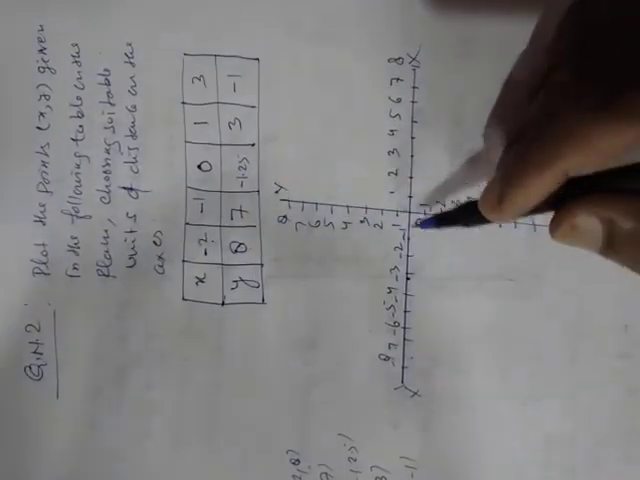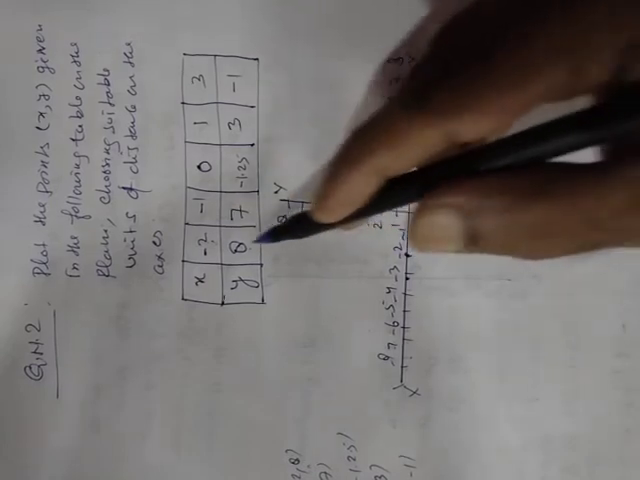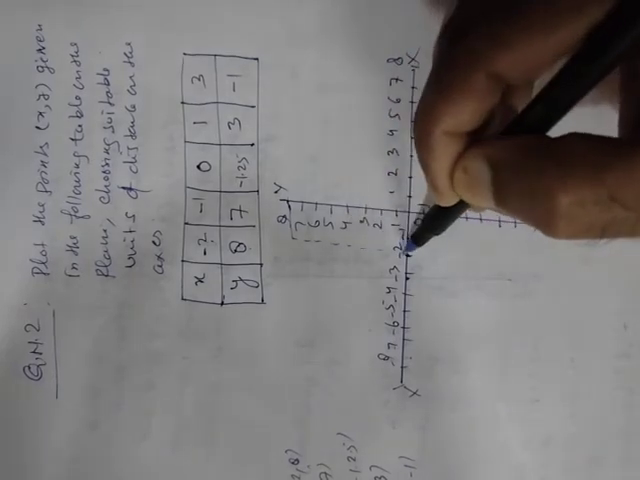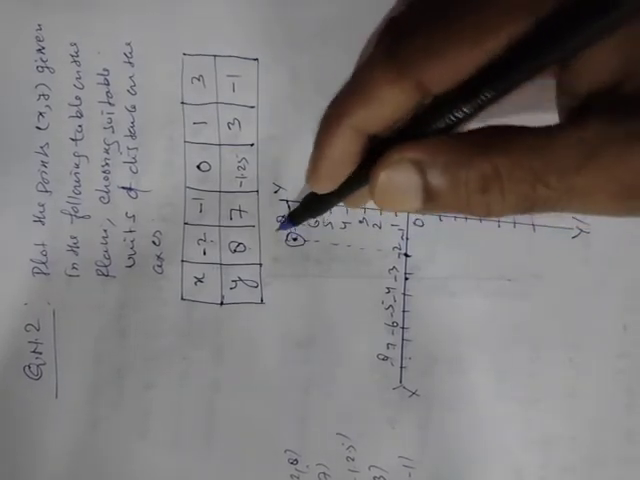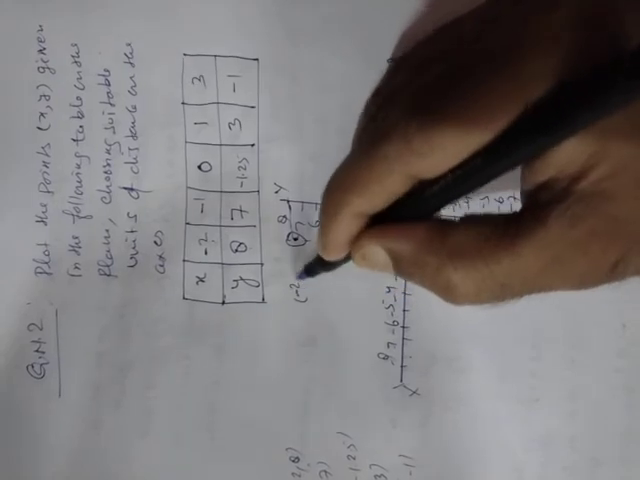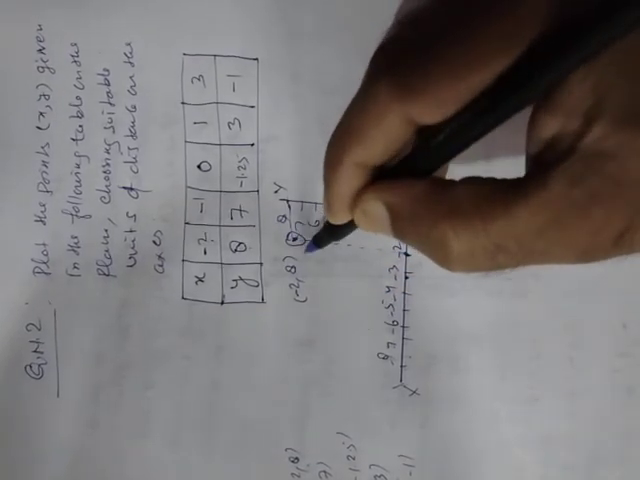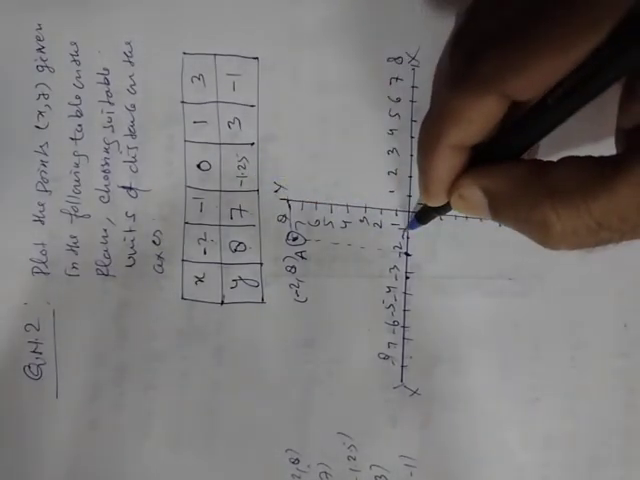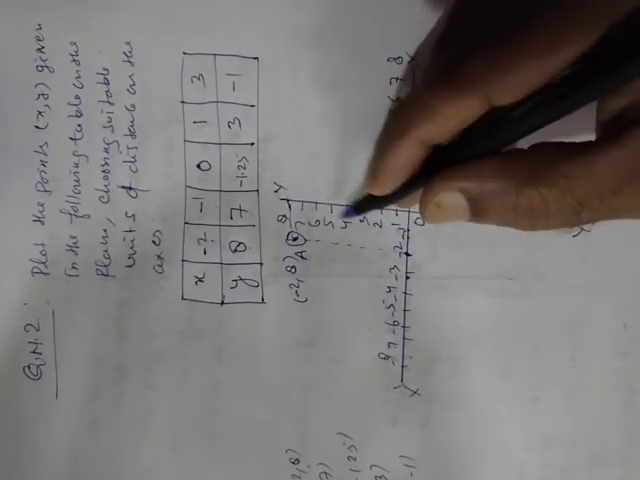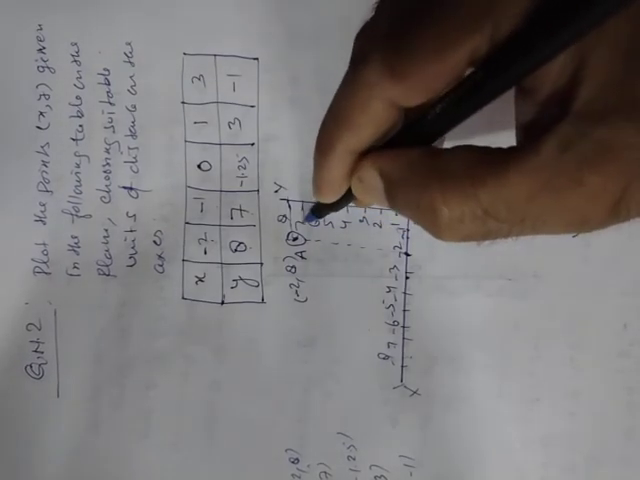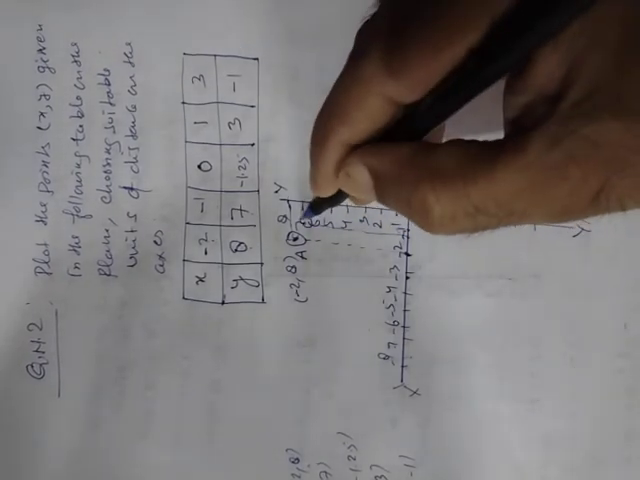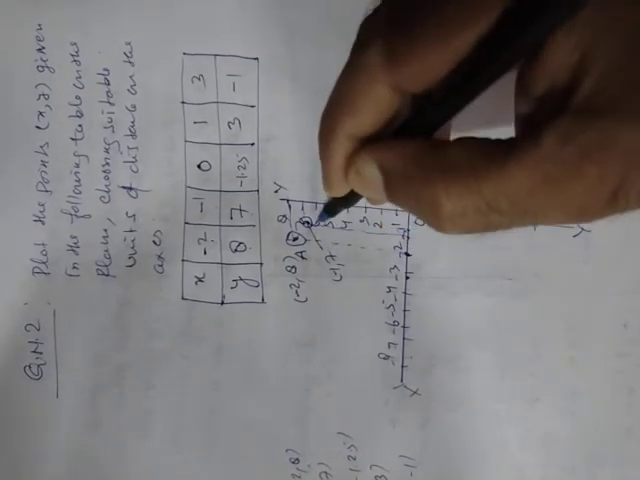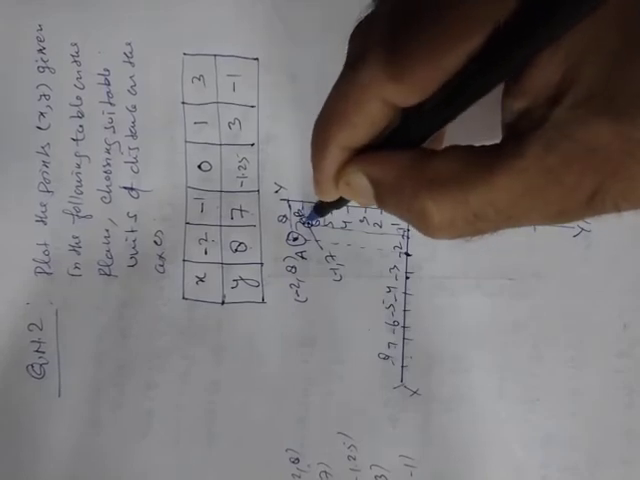Now, x will be -2 here and 8 is y in the positive direction. So you can locate this point here. This is (-2, 8). You can give the name as A. Now, (-1, 7). Minus 1 is here and 7 is here, so you can locate it here. This is (-1, 7). You can take it as B.